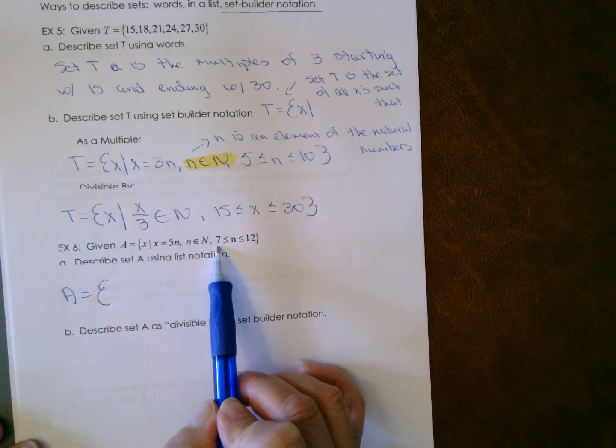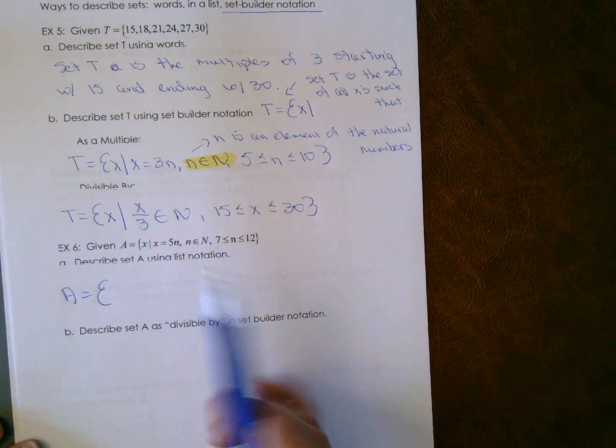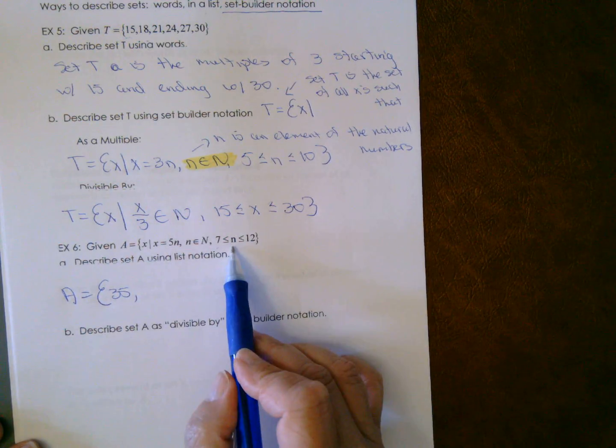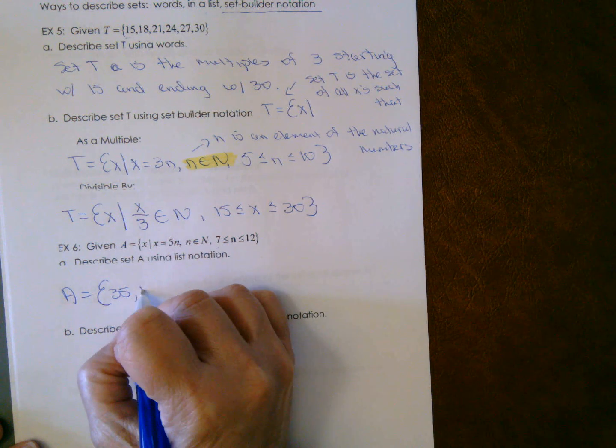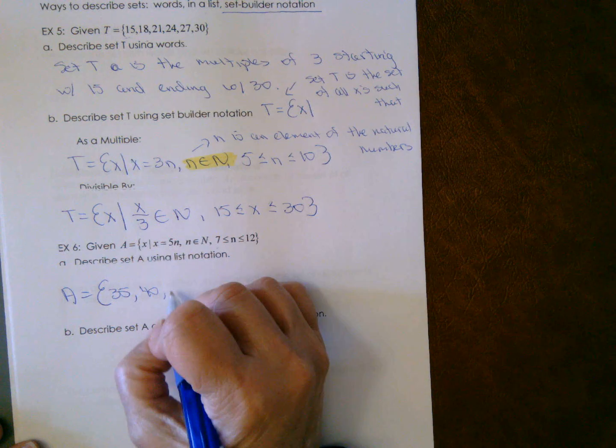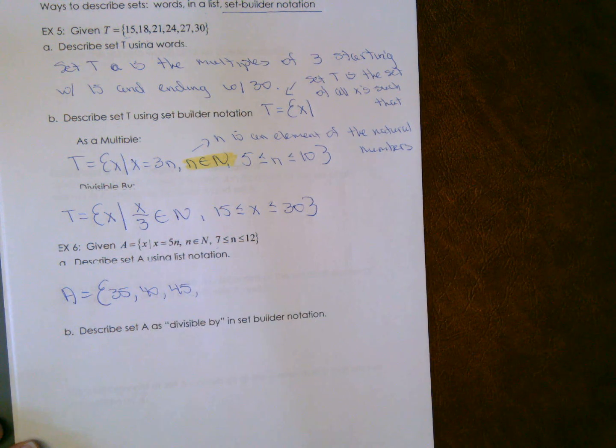All right, first number I can use for n is 7. So 5 times 7 is 35. 35 belongs in my set. Then I can try 8. 5 times 8 is 40. 40 belongs in the set. I'm going to try 9. 5 times 9 is 45. 45 belongs in the set.